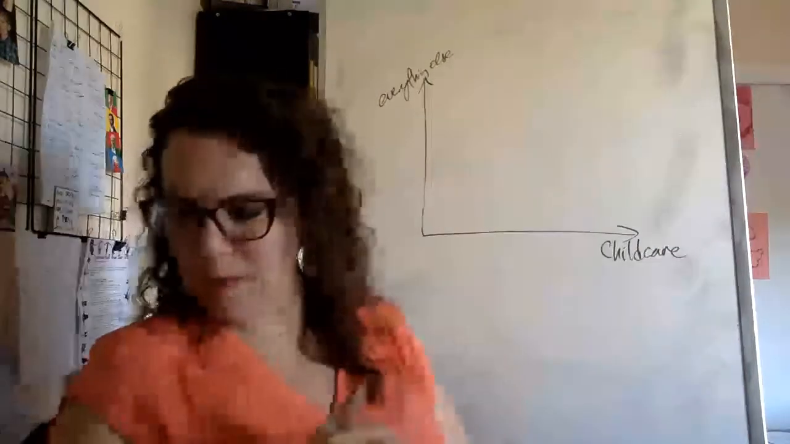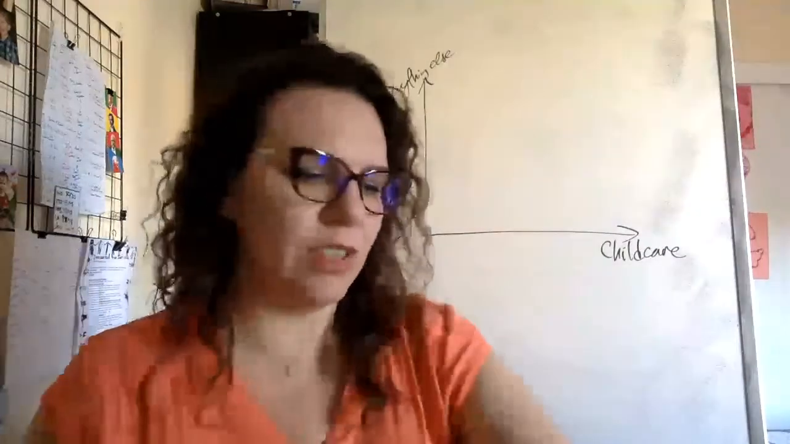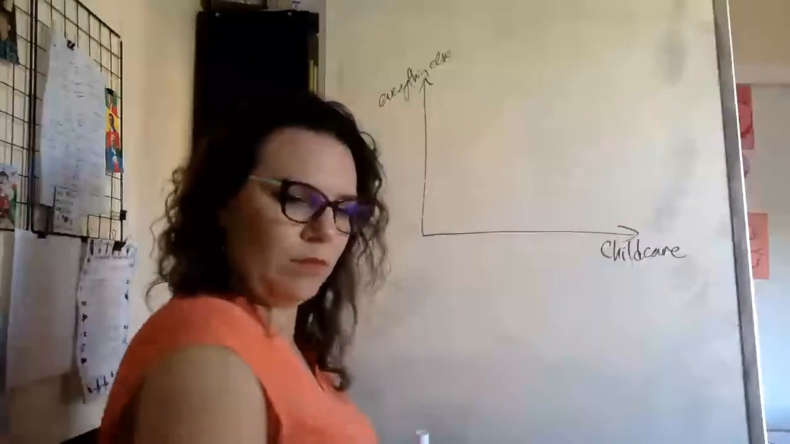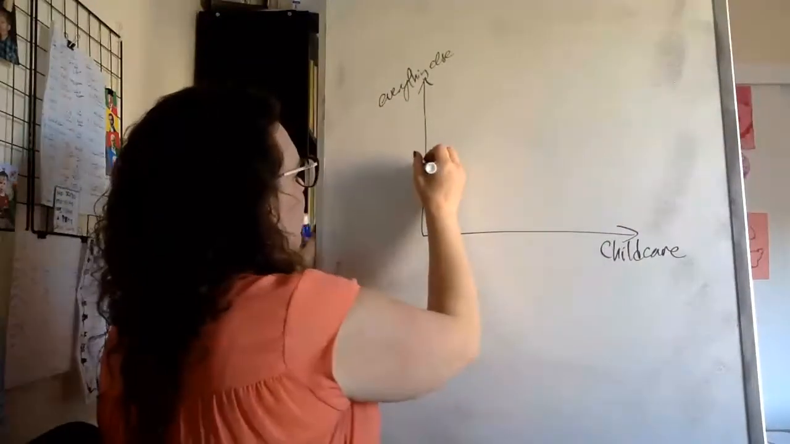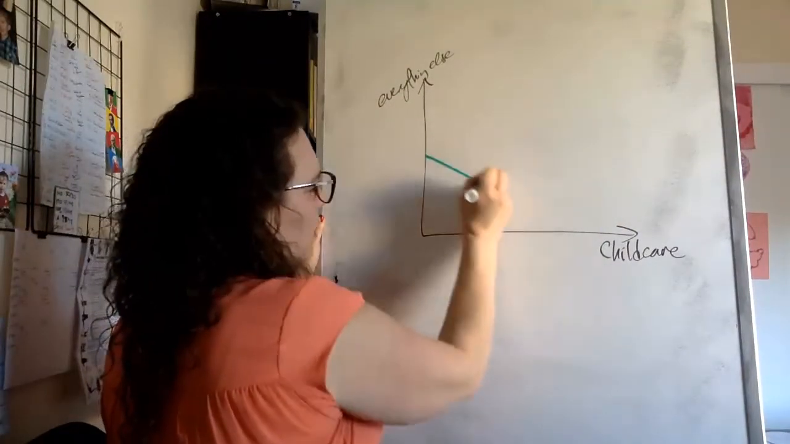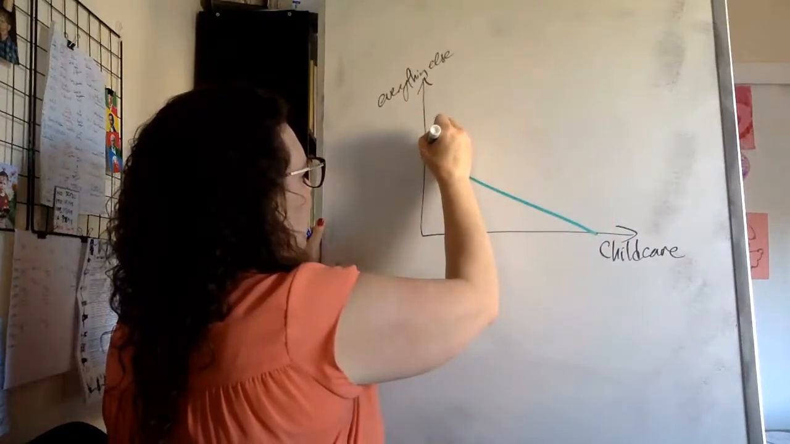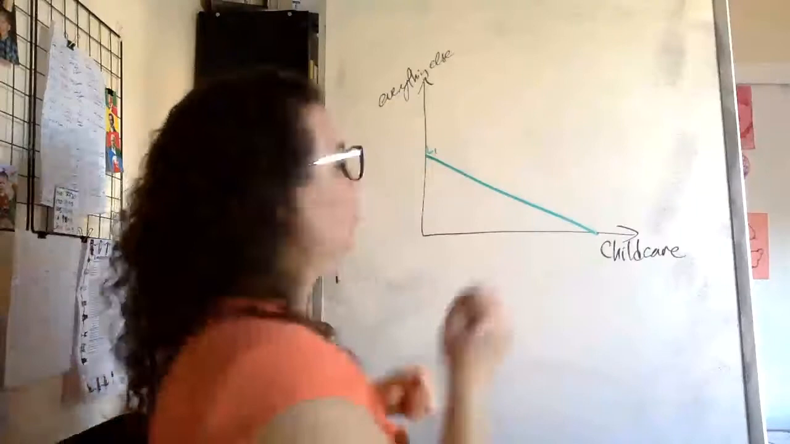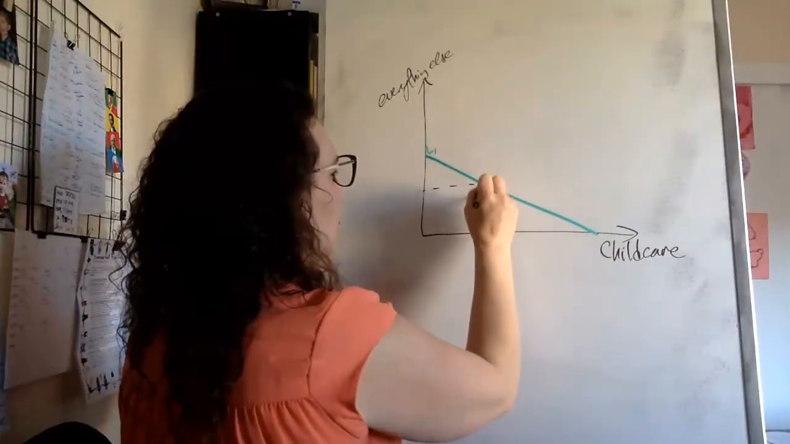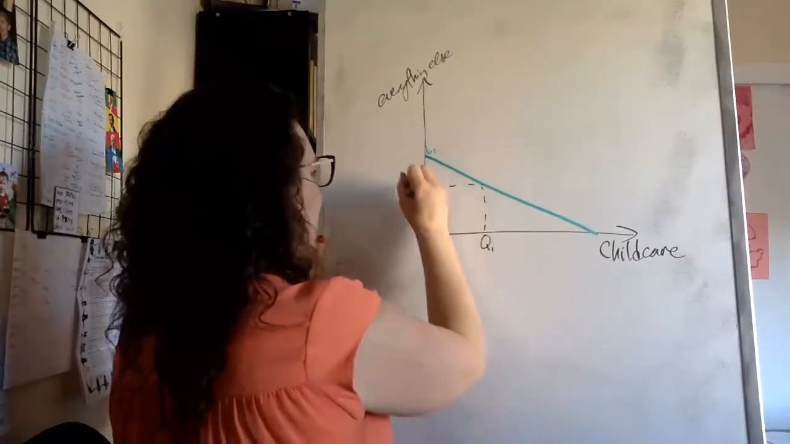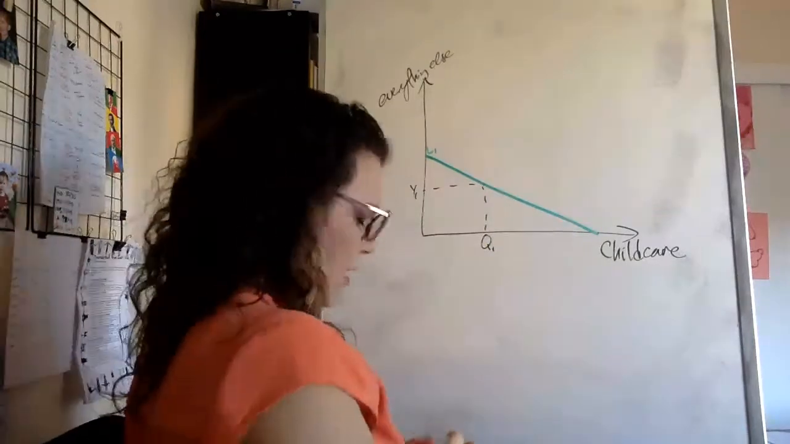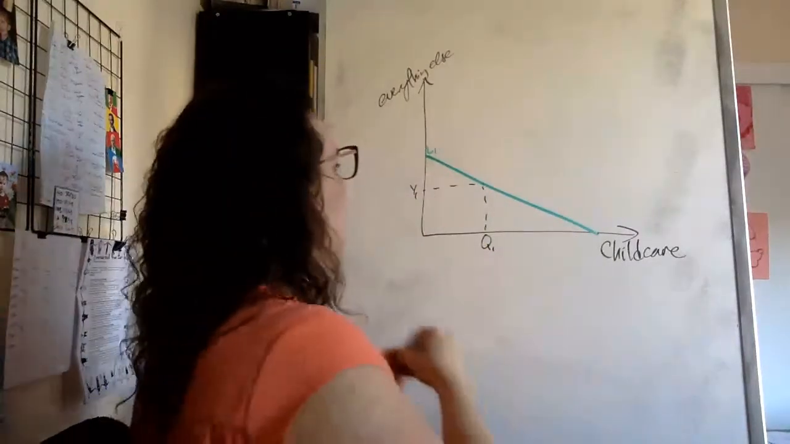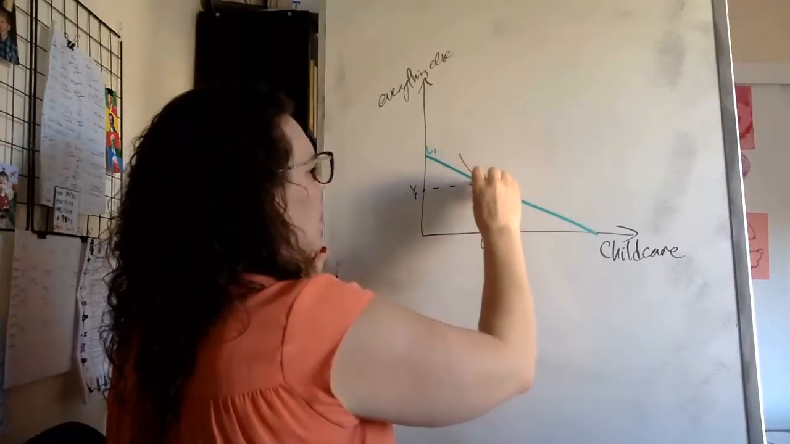And we're going to give them some initial indifference curve. Let's say that's their initial indifference curve, L1, with some consumption point, Q1, Y1, and there's some indifference curve associated with that.